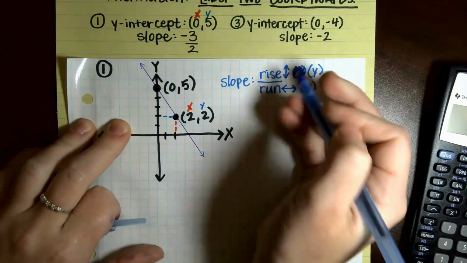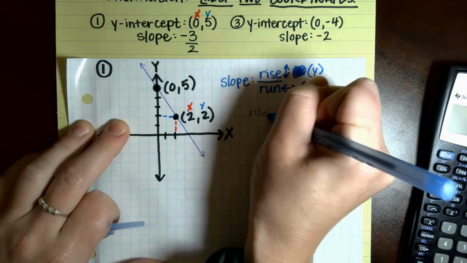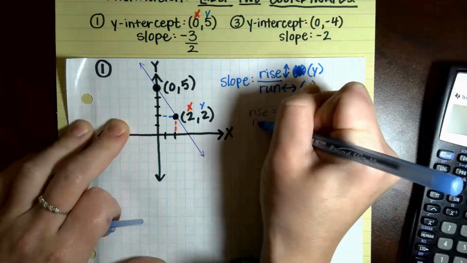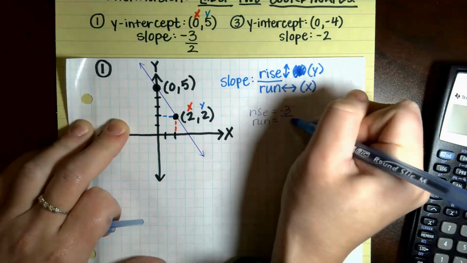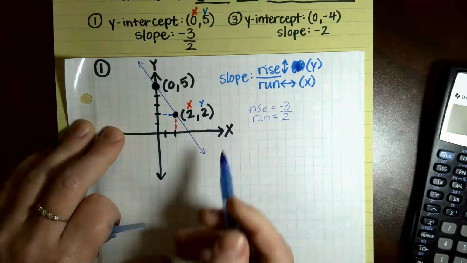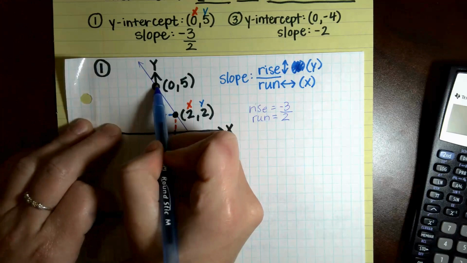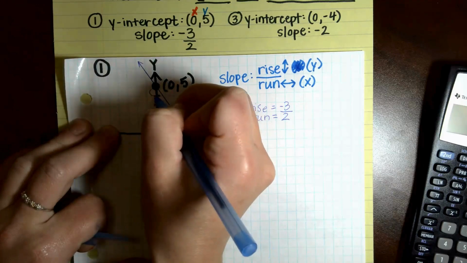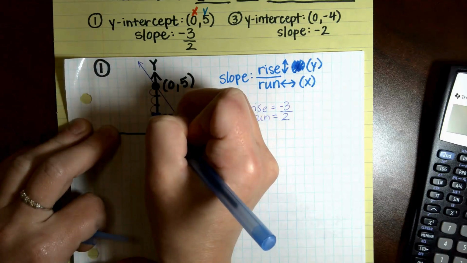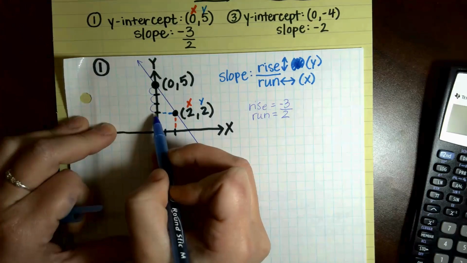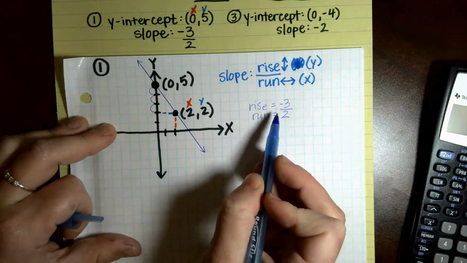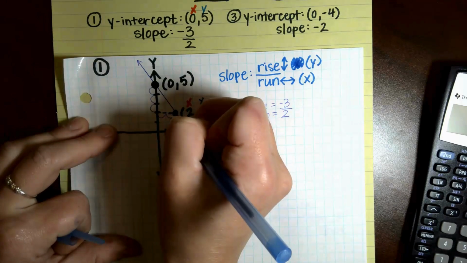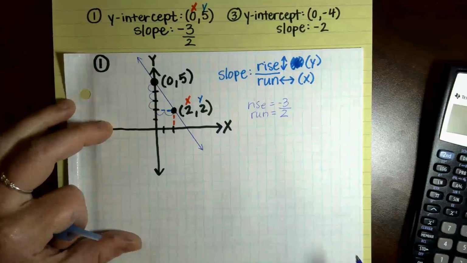if we start here and we know our rise is -3 and our run is 2, we'll start at that first point, and if we do our rise first, we would go 1, 2, 3. Now we're here. And then our run being 2, we would just jump over 2. We'd go 1, 2. And there's our point.